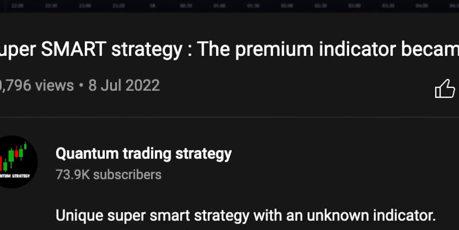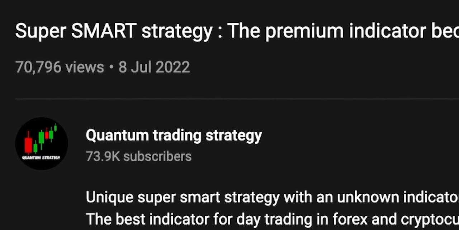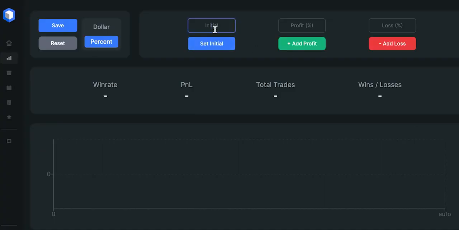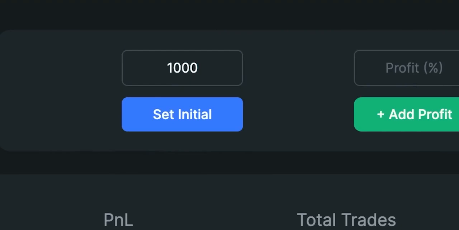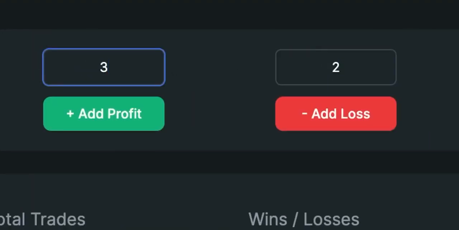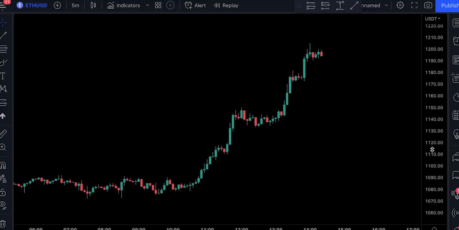In this video, I will test this super smart indicator strategy that gives 99% of win rate created by Quantum Trading Strategy to see if it's really this accurate. I will backtest it 100 times with an account size set at $1,000 with 1 to 1.5 risk reward ratio. For my backtesting, I will use the price of Ethereum USDT on a 5-minute time frame.